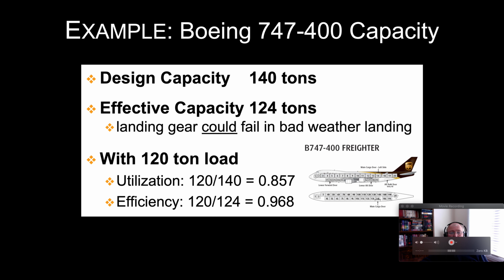So with a 120-ton load, what are the two sorts of values that we have? Well, we have the utilization, which is the actual load divided by the design capacity. That's 120 over 140, or 0.857, about 86%. Whereas the efficiency is that actual load divided by the effective capacity, 120 over 124, almost 97%.